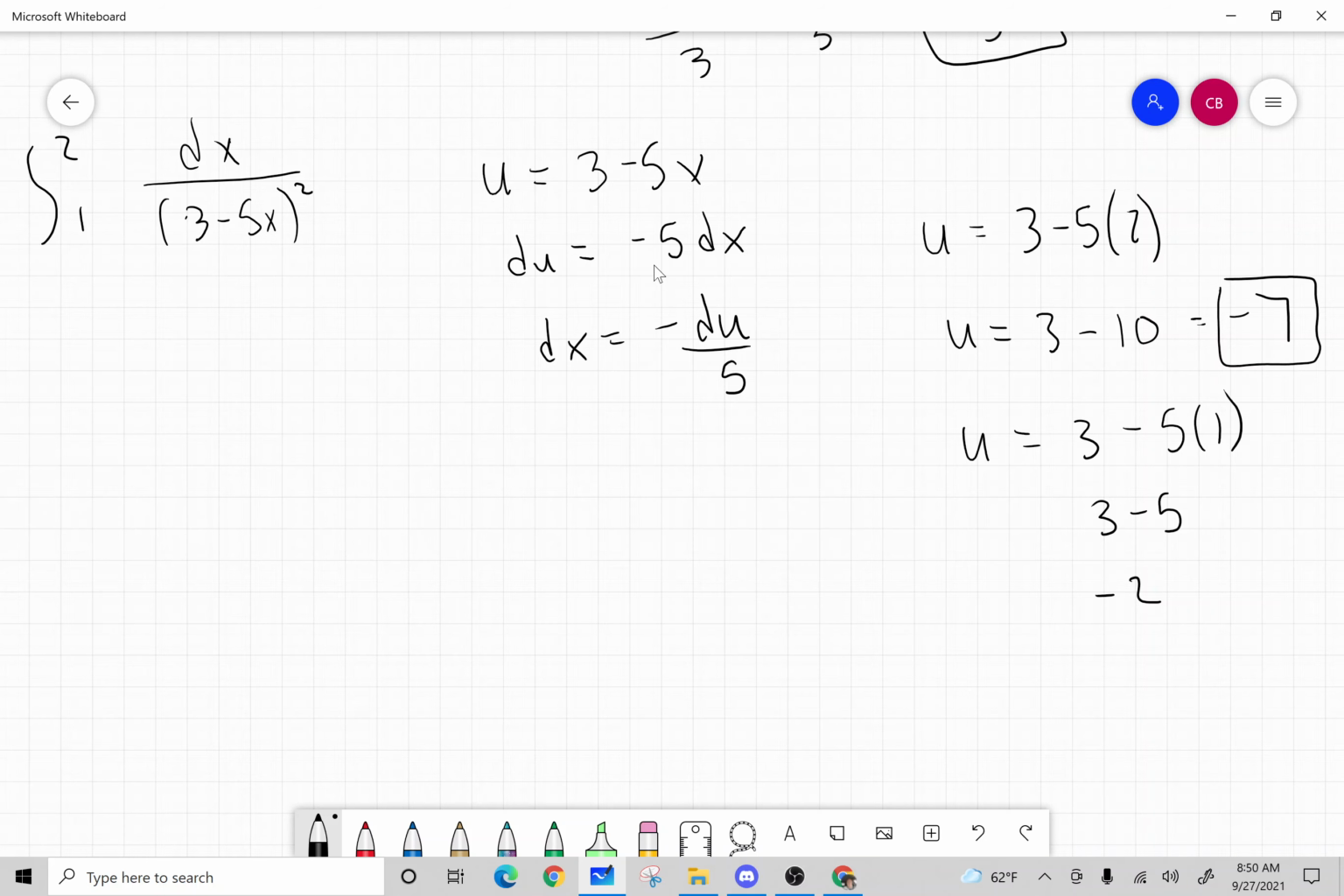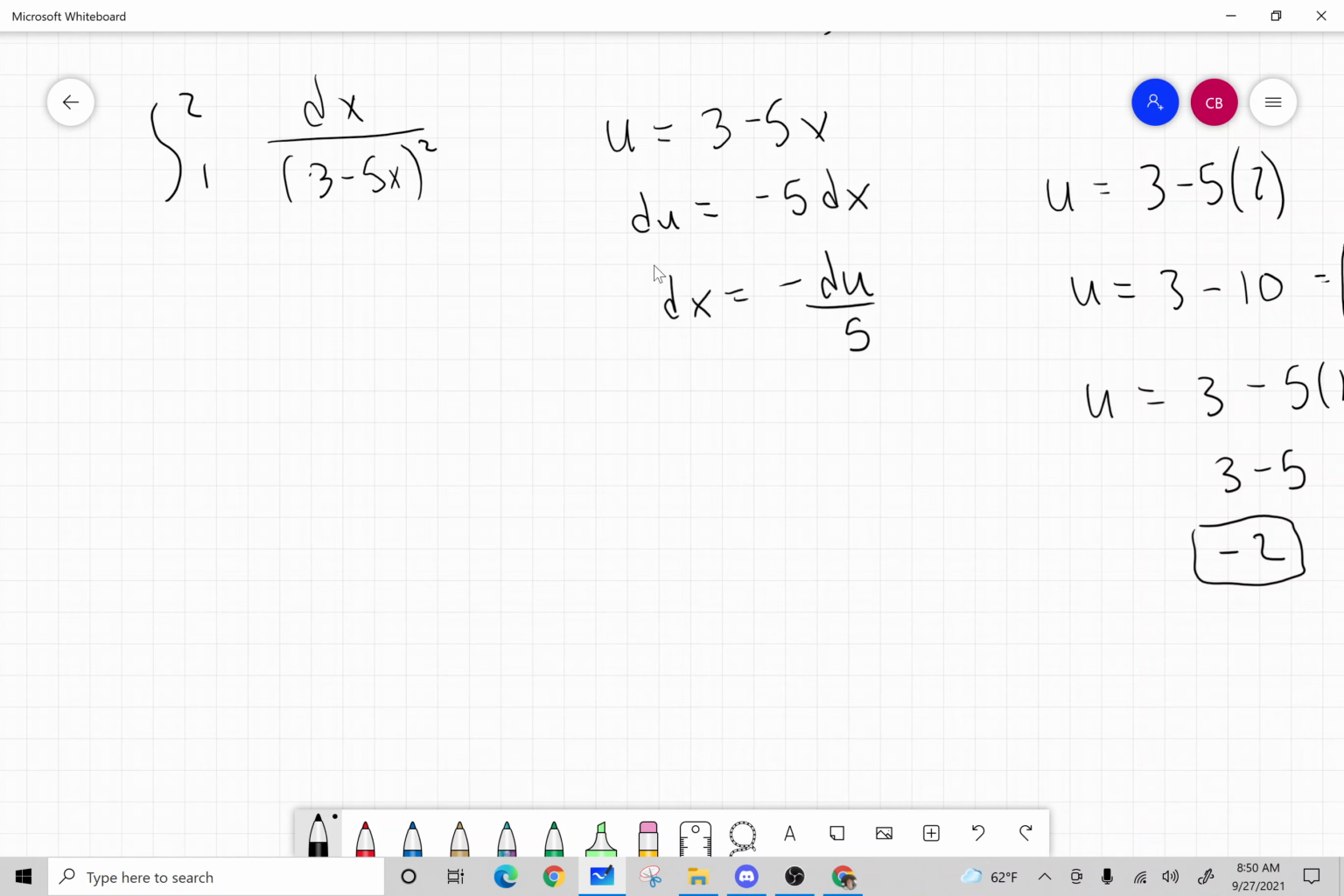Negative 7 and negative 2, and we're just going to replace them how they go on there. So we've got the integral from negative 2 to negative 7, and then dx we said is negative du over 5, and then u to the second on the bottom.